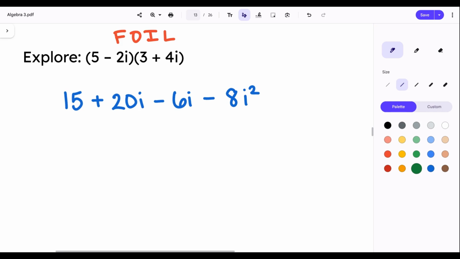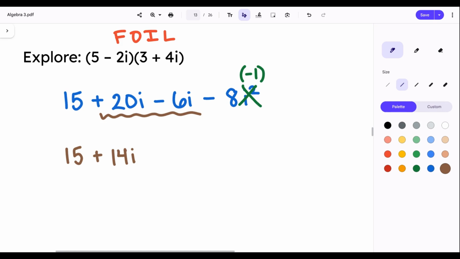Remember we talked about earlier, though? i squared represents negative 1. So I'm just going to cross this i squared off, and I'm going to put negative 1 there. And so now what I'm going to do is try to simplify as much as I can here. So I can put these middle terms together because they're both just a number with an i attached. So I'm going to bring down my 15. I can put my 20i, and I can subtract my 6i, and that becomes 14i.